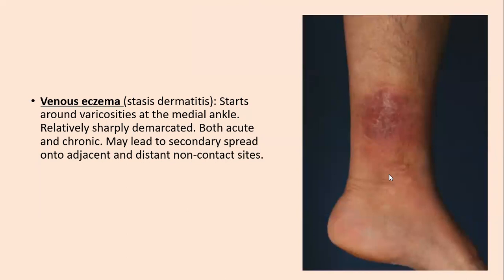Then venous eczema, or stasis dermatitis, starts around the varicosities at the medial side of the ankle. It is relatively sharply demarcated. It can be acute or chronic and may lead to secondary spread onto adjacent and distant non-contact sites.